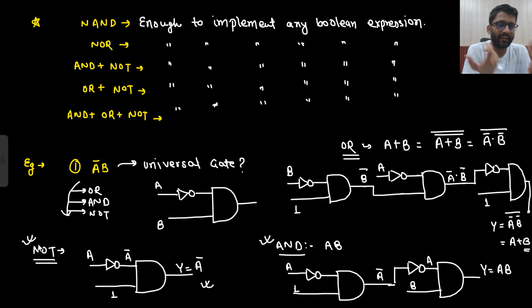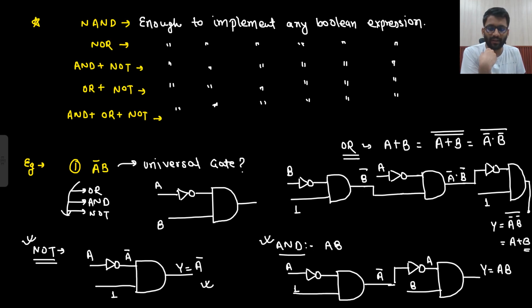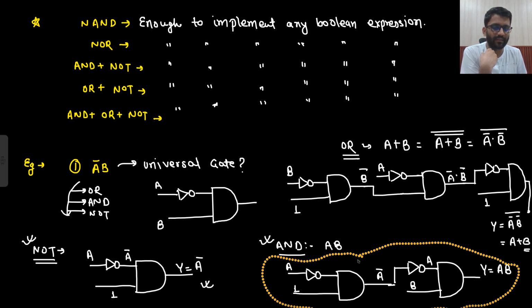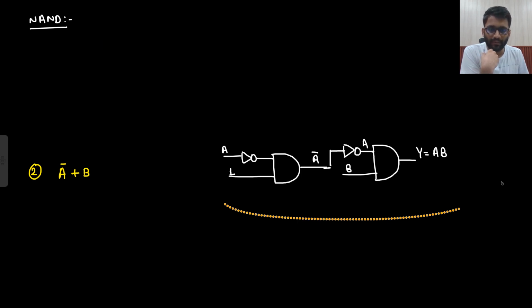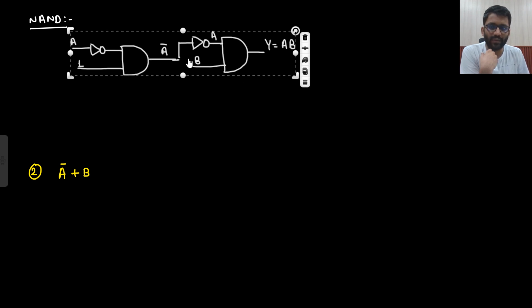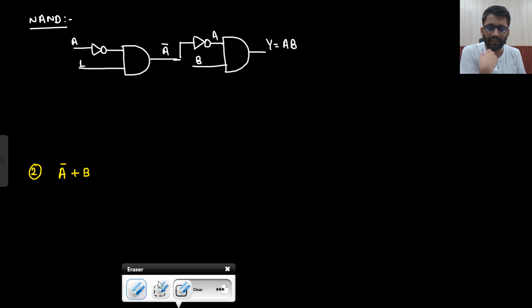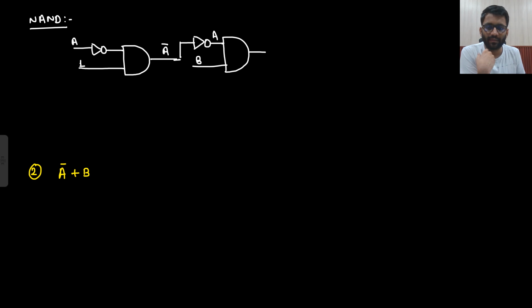If I need to make NAND, I can easily make NAND. How will I make NAND? I will pick this one, and simply I will add an inverter. That's it. This Y is equal to AB, which is already there, and then after that I just need to add an inverter. And how will I add an inverter? A simple inverter is there.